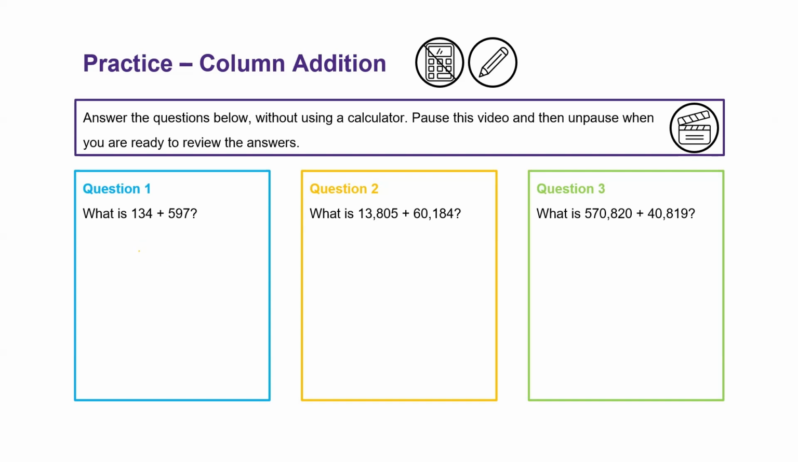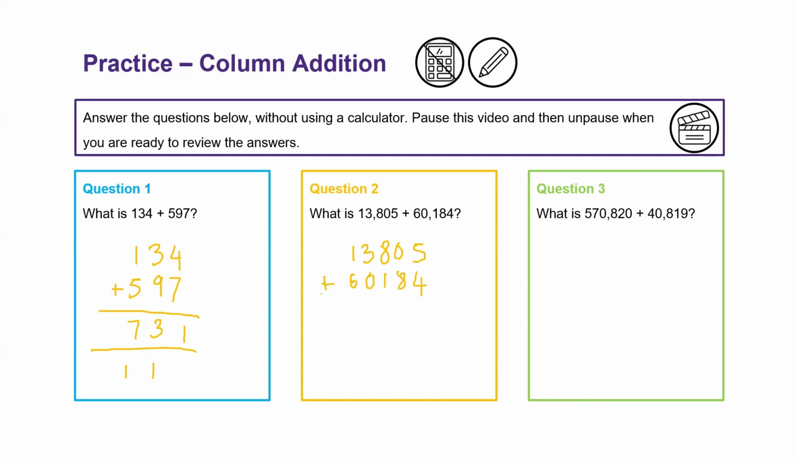Okay, for question 1, I've got 134 plus 597. So to add those up, stack the columns. 7 plus 4 is 11. 3 plus 9 plus 1 is 13. And I've got 5 plus 1 plus 1, which is 7. So it's 731.